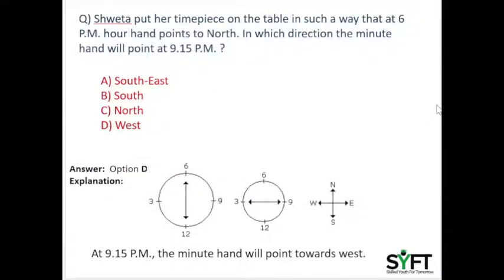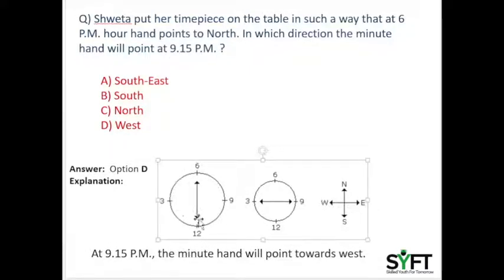Next question. Shweta put her timepiece on the table in such a way that at 6 pm the hour hand points to north. In which direction will the minute hand point at 9:15 pm? Let us consider this to be the clock of Shweta. She has put it on the table such that 6 resides at the north and 12 resides at the south. At the time 9:15, the minute hand would point at the west side, and the hour hand would point at the 9, in the east direction. So it's clearly visible that at 9:15 the minute hand will point towards the west. Therefore the answer is D, west.